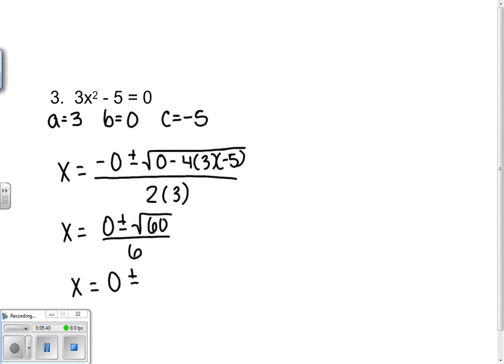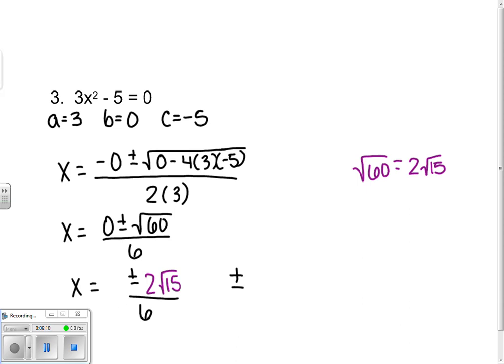Off to the side, I'm going to do that square root of 60. That's 2 root 15. And of course, the denominator here is 6. So I want you to be really careful. What we really have at this point is 0 plus or minus. The 0 there is kind of unnecessary, so I'm going to get rid of that. We have plus or minus 2 root 15 over 6, and that reduces. We really have plus or minus root 15 over 3.